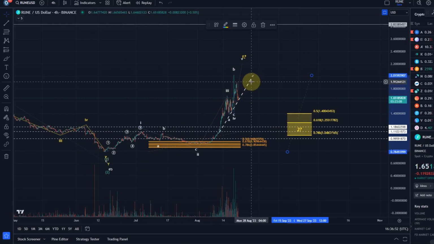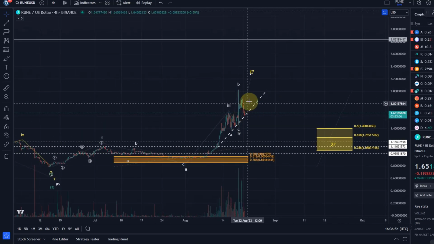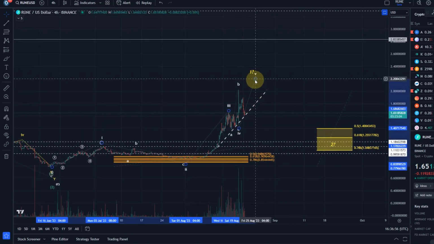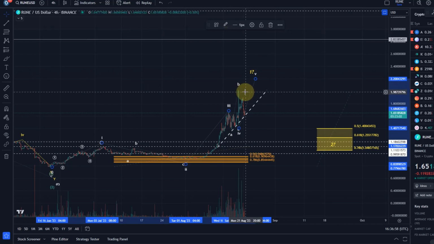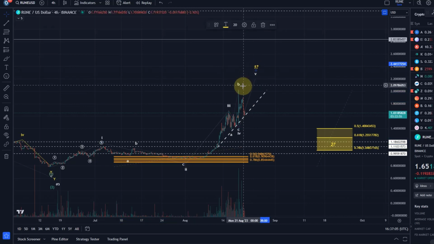I would still like to see, for a more reliable 5 wave move, that it goes higher than, or at least reaches, the $2 level again. Ideally higher, but $2 would be fine, because then we would at least get to that B wave top.